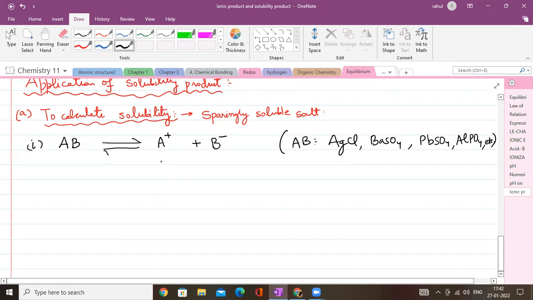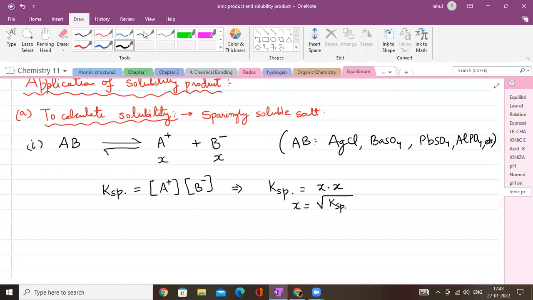Suppose in this case, the concentration of A positive is X and the concentration of B negative is X. And if I ask you what is KSP, the solubility product, it will be equal to the product of the active molar concentration of A positive and B negative ions. That means KSP will be equal to X into X. So if you ask me what is the concentration of X, that means A positive or B negative, it is equal to the square root of KSP.